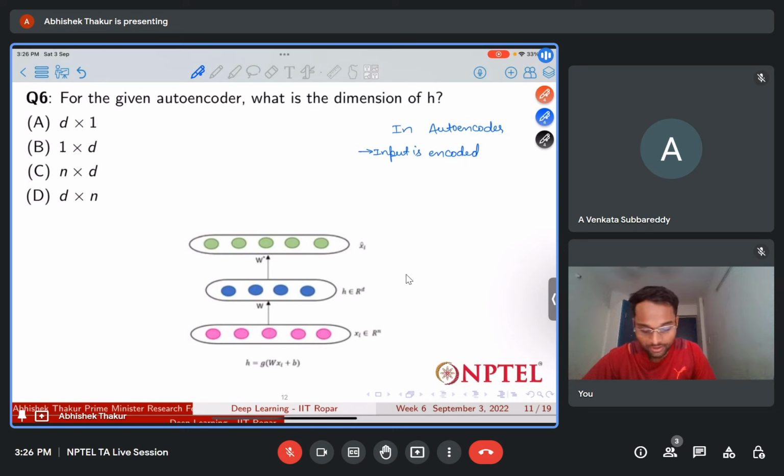So the input is encoded into a hidden representation, and after that it decodes the input again from this hidden representation, and now we check how much is the error from the reconstructed input by comparing with the real input. So the input is also decoded.